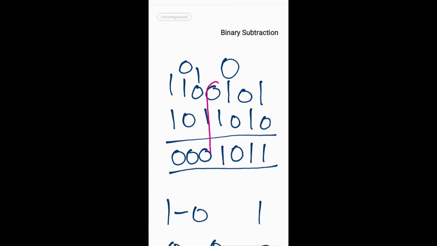Then we have this one. 0 minus 1 is 1 as per the rules, but this will affect this particular digit, so it will become 1. And then this 1 and this 1 will give you 0. And as this 1 was used for giving the borrow, it will itself become 0. So 0 and 0 will give you 0, and this 1 and 1 after subtracting will give you 0. So this is all the binary subtraction.